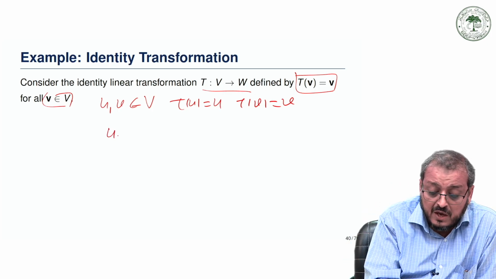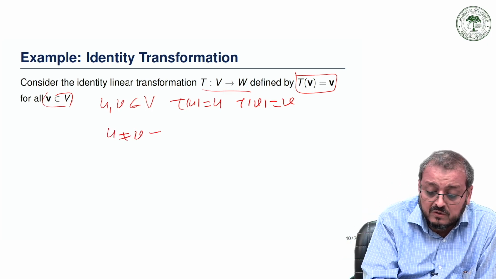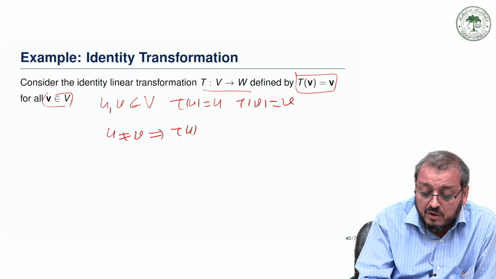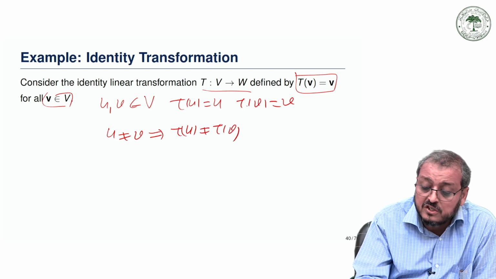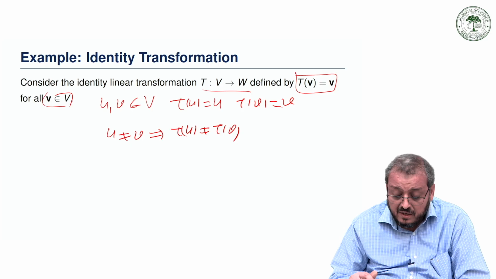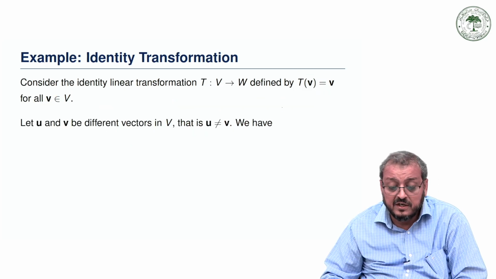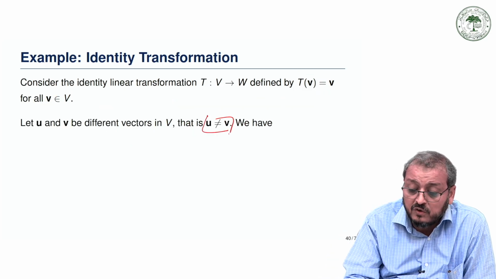So, if u is not equal to v, this implies that T of u is clearly not equal to T of v. So, this means clearly these two are different maps here. So, this means we can say that clearly we take u and v not equal to 0.